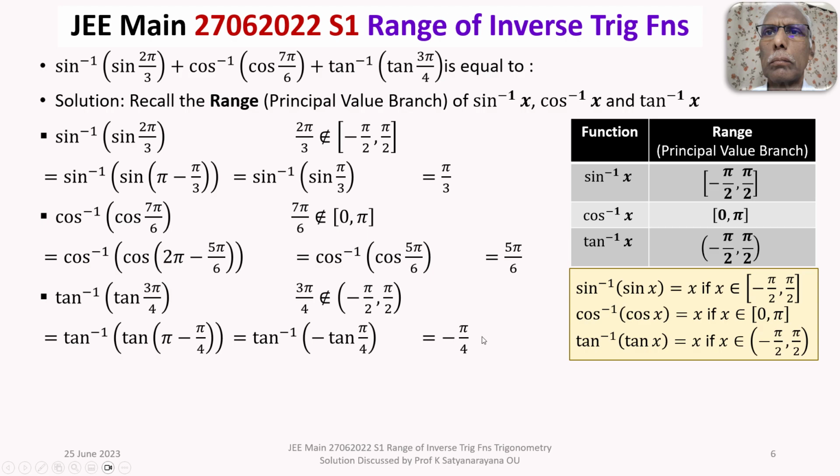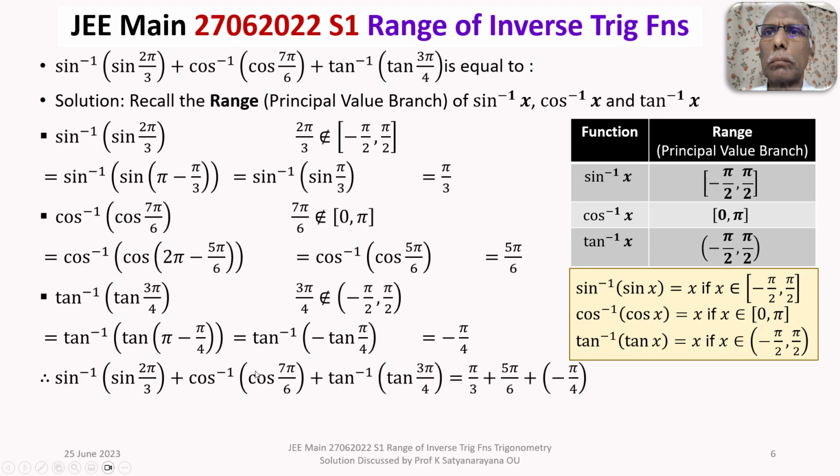and thereby you may get a wrong answer. Yes. Now, the sum of all those things, sin inverse of sin 2 pi by 3 plus cos inverse of cos of 7 pi by 6 plus tan inverse of tan of 3 pi by 4, is equal to pi by 3 plus 5 pi by 6 plus minus pi by 4. Take the LCM and simplify. We get 11 pi by 12.